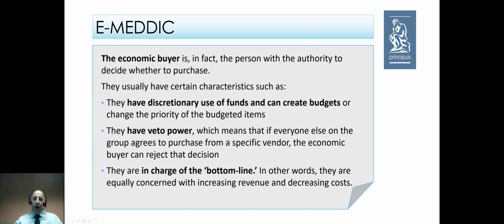The economic buyer part of the MEDIC, the economic buyer is in fact the person with the authority to decide whether to purchase. So this is really important because a lot of the time what happens is that we are not talking to the right person. So even though there are some so-called doormen towards the decision maker, it's really important that you find out inside the sales process who is the economic buyer and that you get the approval from him also, not only from the doorman.